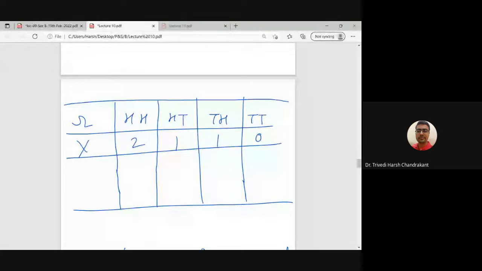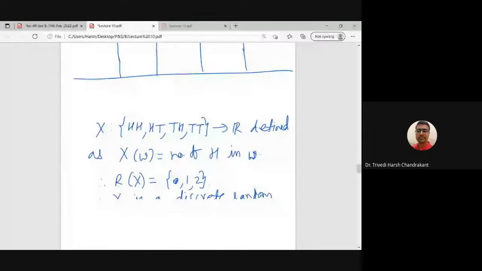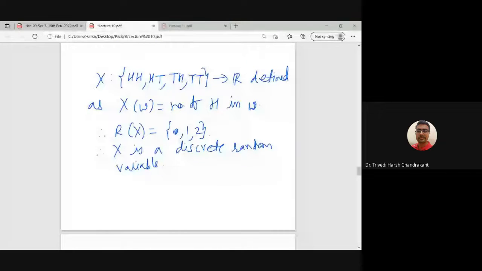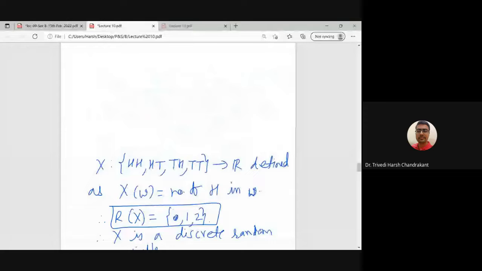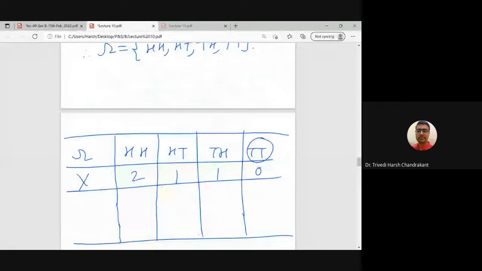So how to define the probability mass function? What we will see is how many elements are there in the inverse image of 0, 1 and 2. So range has only 3 elements. So note that. What is X inverse 0? So how many elements are there in the inverse image of 0? There is only one element of the sample space for which X of omega is 0. That is TT.